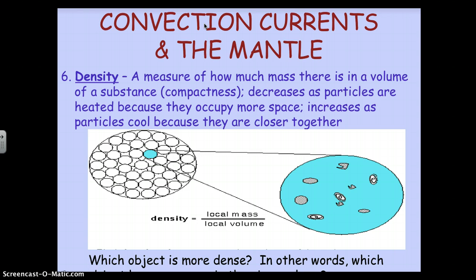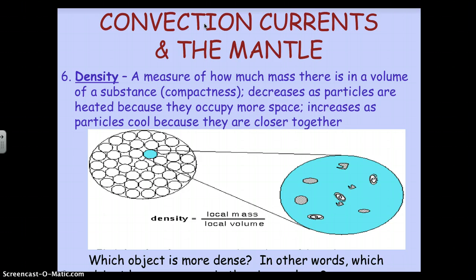Density is a measure of how much mass there is in a volume of a substance, how compact it is. It decreases as particles are heated because they occupy more space. They're moving around. It increases as the particles cool because they're closer together. They don't move around as much. So which object is more dense? The one where the molecules are closer together or farther apart? Of course, the one where the molecules are closer together.